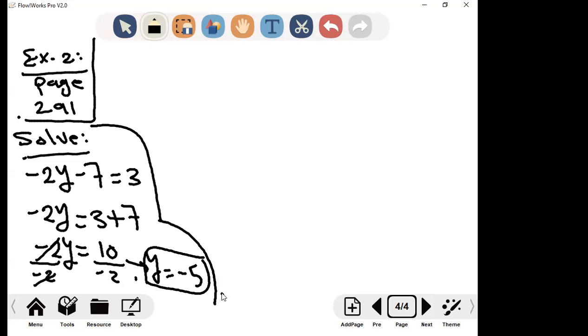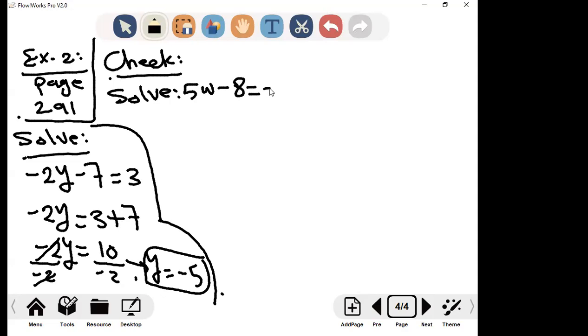We have checked. Let's do it together. Solve 5w minus 8 equals negative 3. Now, where is the connected number here?